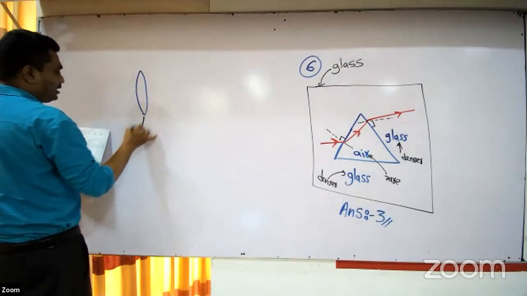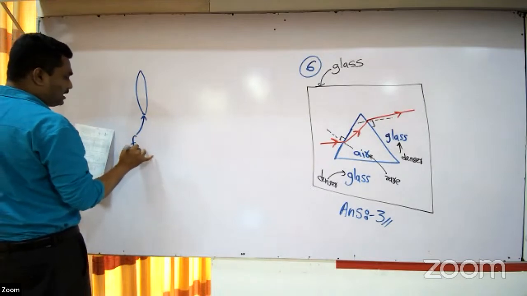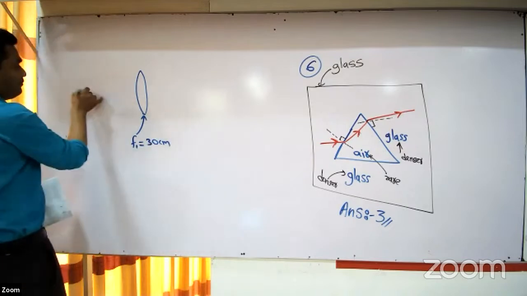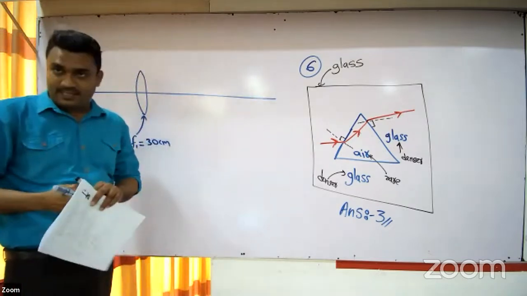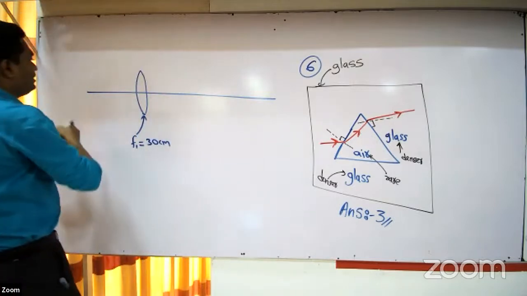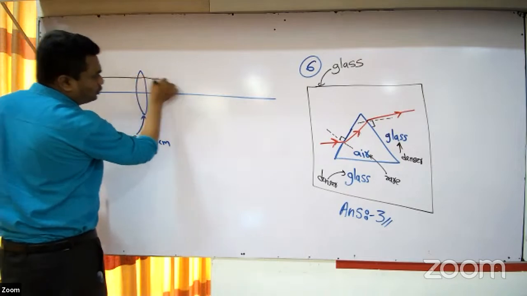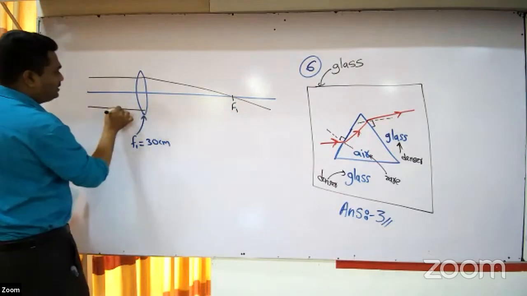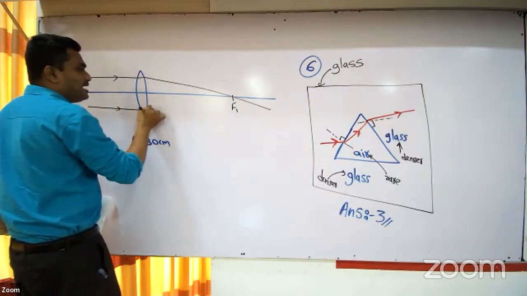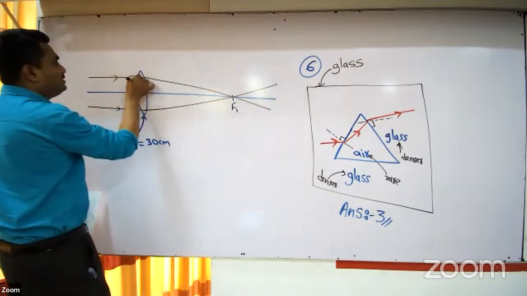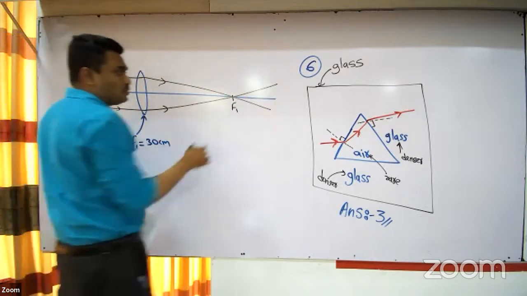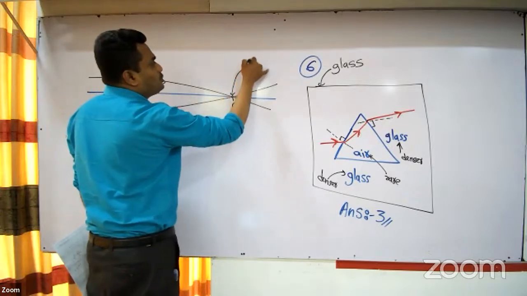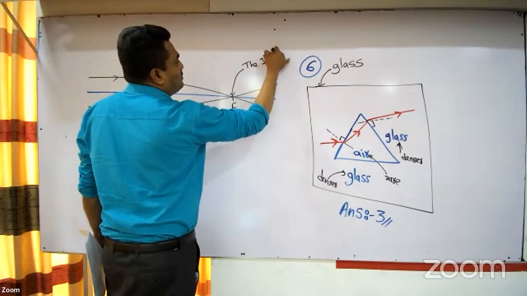So if we have only the convex lens, as its focal length is given as 30 centimeter, what should happen if I draw the principal axis? A parallel light ray should go through the focal point. So F1 is the focal point of the convex lens. If there is only the convex lens, this is the ray diagram. As the light rays meet on F1, the first image should be formed here. This is the first image.